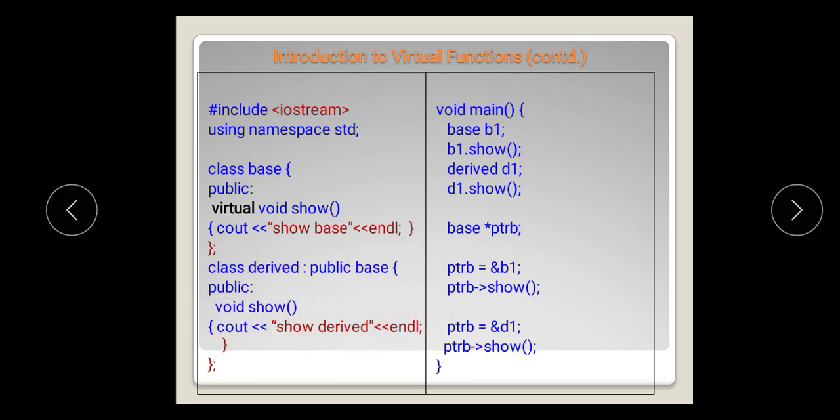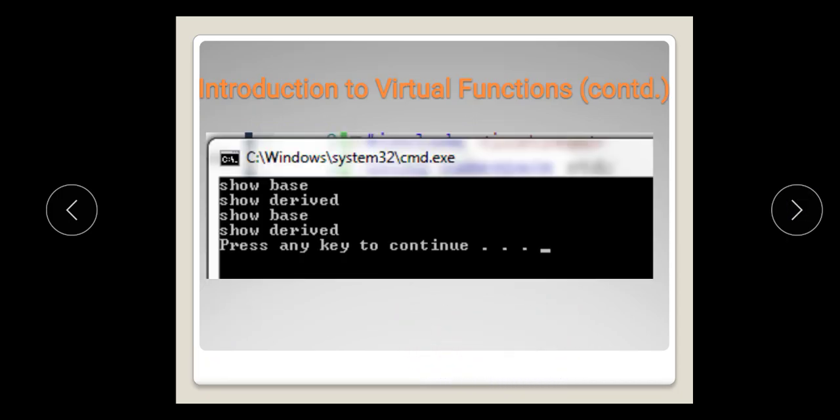Now for implementing the concept of virtual function, as I have already said, if you want to access the function of the base class as well as the derived class, you need to create a pointer of the base class. So I have created a pointer of the base class, and through this pointer I can pass the reference of my derived class or base class object. Here I am passing the reference of the base class object, so it will execute the function of the base class, and here I am passing the reference of the derived class, so it will execute the function of the derived class. And here is the output.